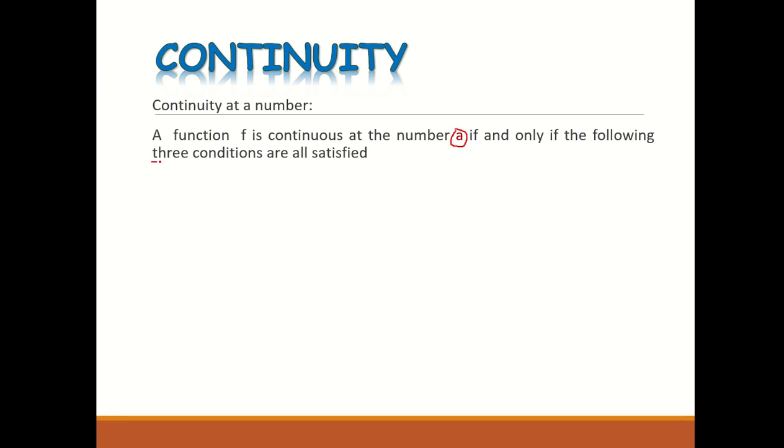So we have three conditions here to test whether our function will pass. What are these conditions? First, the function of a exists, meaning the value of the function at x equal to a exists. Okay, so that is the first condition.